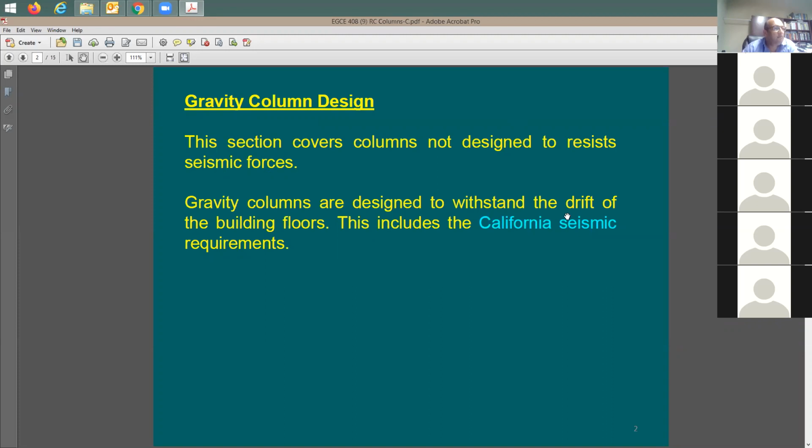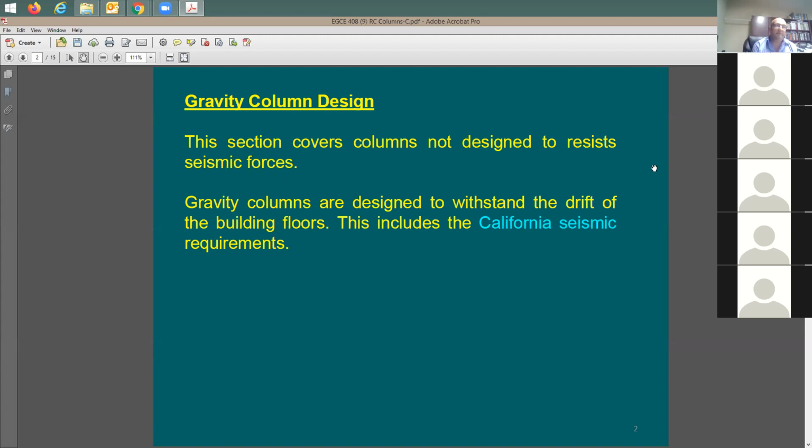All right. So we have two types of columns here. We have gravity columns and seismic columns. When it comes to lateral forces, they are resisted by moment frames or shear walls. We're not covering it in this course, but you need to know about it. When you have these seismic moment frames, you're going to have columns and beams.